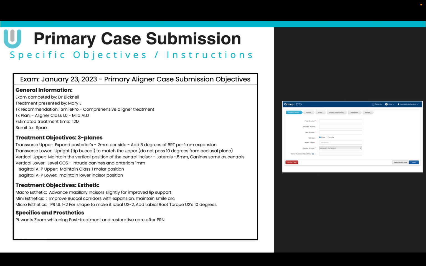Now we go into the aesthetic issues. Macro, advance maxillary incisors slightly for improved lip support. Mini aesthetics, improved buccal corridors with expansion, and we want to maintain the smile arc. And then for the micro aesthetics, this is where we want to talk about small things like interproximal reshaping of the upper anterior teeth and adding some labial root torque on the upper laterals so that we get really nice upright teeth. Again, we'll add some specifics. The tech doesn't care about this, but this is just so the doctors can be all on the same page.